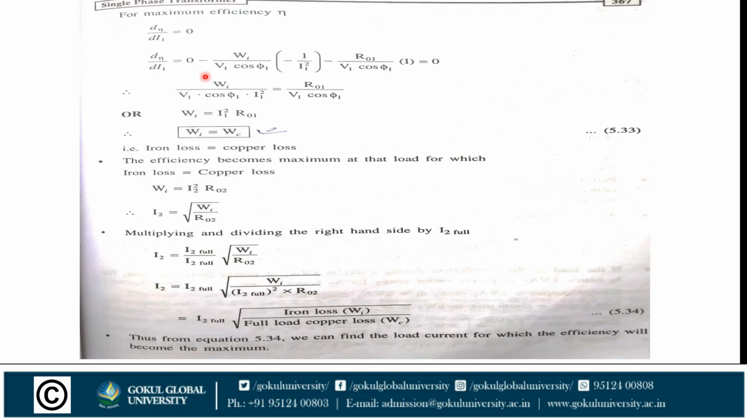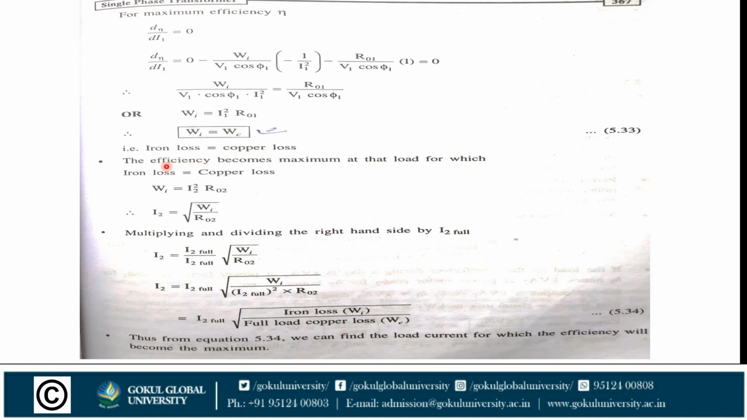So what happened? The derivative is 0 minus Wi by V1 cos phi 1 into minus 1 by I1 square, minus R01 divided by V1 cos phi 1 into 1, is equal to 0. By simplifying these terms we get Wi divided by V1 cos phi 1 into I1 square is equal to R01 by V1 cos phi 1. So Wi is equal to I1 square into R01. What is I1 square into R01? This is the copper loss of the primary winding. So we get Wi is equal to Wc, iron loss is equal to copper loss.